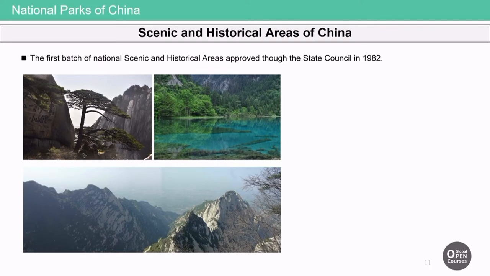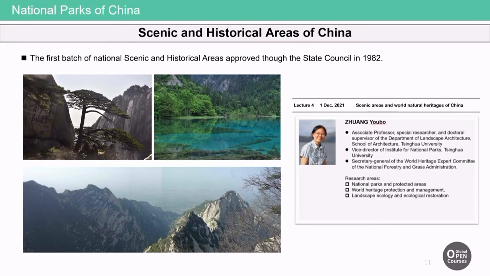In 1982, we established the first batch of the National Scenic and Historical Areas. After that, Mount Huangshan, Mount Huashan, Mount Taishan, Mount Wutai, Jiuzhaigou, all these famous mountains and rivers and lakes have become national scenic and historical areas. This part will be introduced by Professor Zhuang Youbo next.